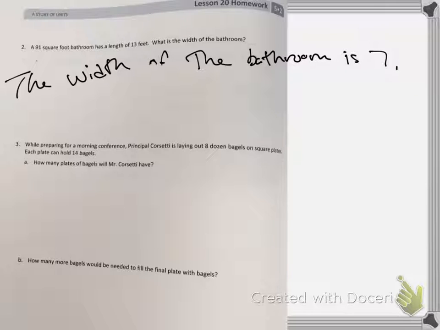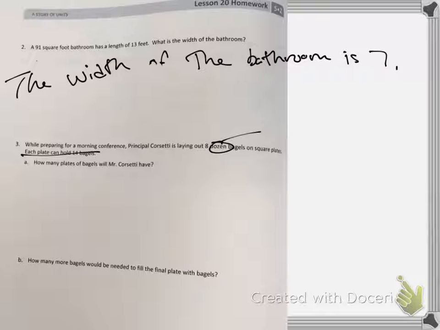All right. Now for the last two, we have multiple part questions. While preparing for a morning conference, Principal Corsetti is laying out 8 dozen bagels on a square plate. Each plate can hold 14 bagels. How many plates of bagels will Mr. Corsetti need? So the importance here is figuring out how many is in a dozen.